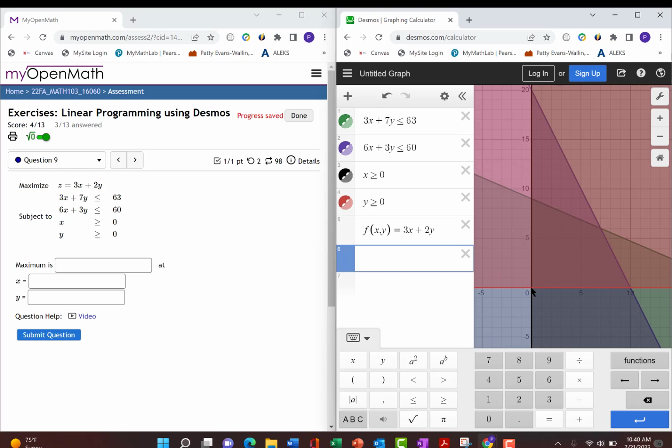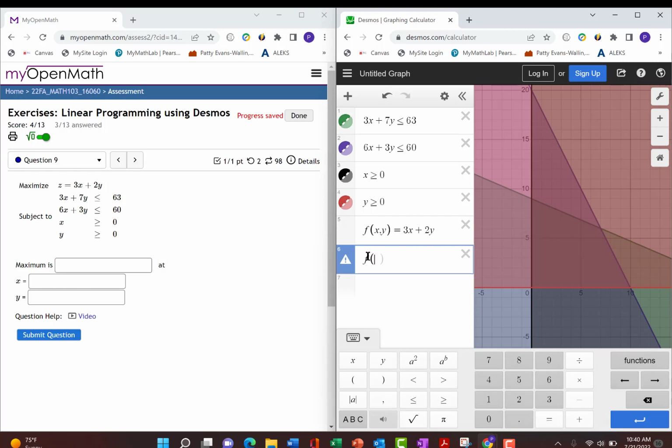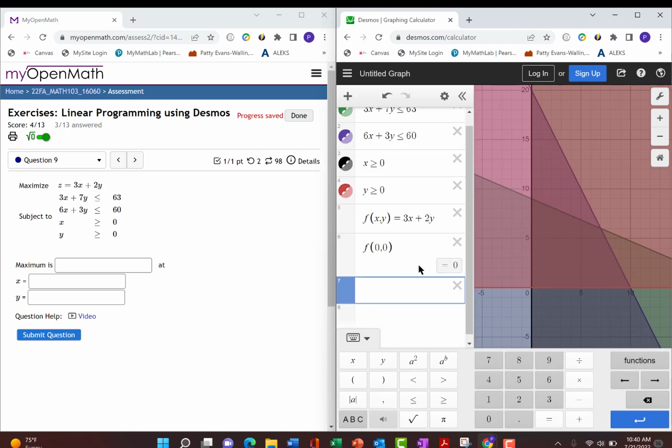So the first corner point, if I click on it, is 0, 0. I come back now, and on line 6, I'm going to type f of 0, 0, parenthesis, equals, and it tells me the value of 3x plus 2y is 0, because when I plug 0 into x and 0 into y, the whole thing is 0.